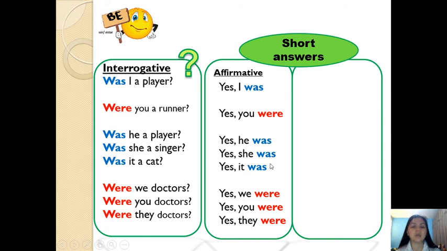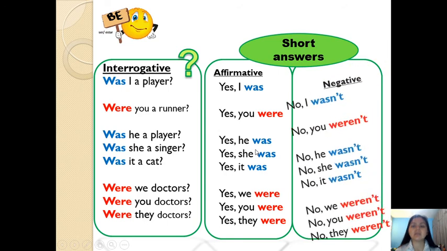Yes, it was. Were we doctors? Remember that this part is in plural. Yes, we were. Were you doctors? Yes, you were. And were they doctors? Yes, they were. Yes? Remember that if you ask a question, of course, you have to say your answer. Okay, let's check the affirmative answer.